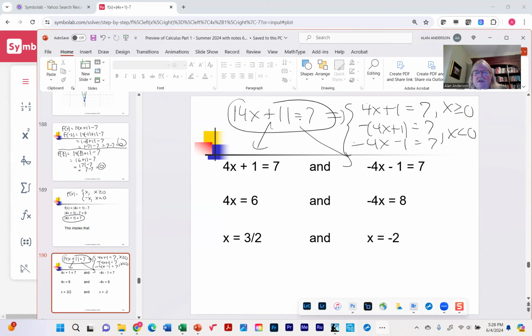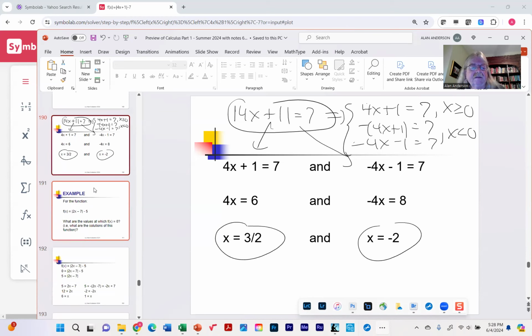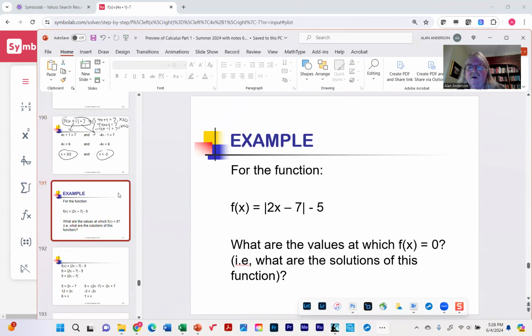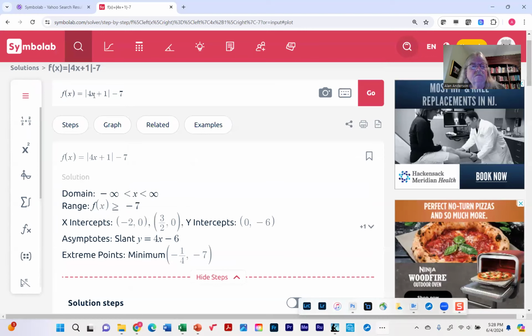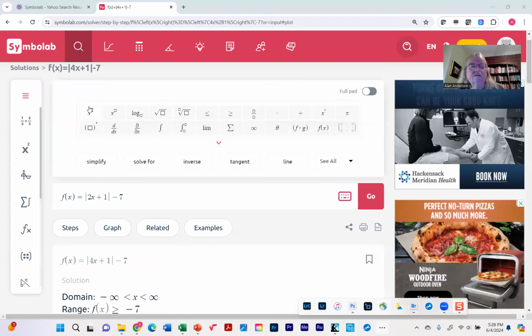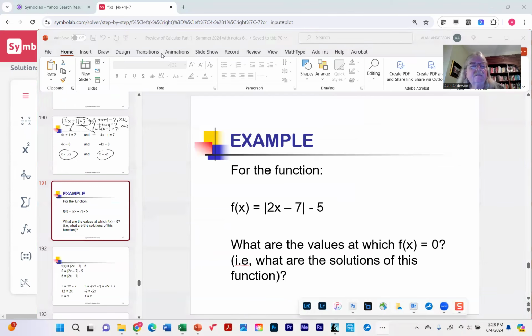So here we subtract the 1, divide out the 4. And then over here on the negative side, we add the 1 to both sides, and we end up with -2. And of course, if you think you've done it incorrectly, you can double check very quickly and easily by simply plugging these numbers in and making sure they both result in a value of 0. All right, let's do one more of these. So here's, oh, by the way, let's take a look at it in Symbolab. 2x, absolute 2x minus 7 minus.